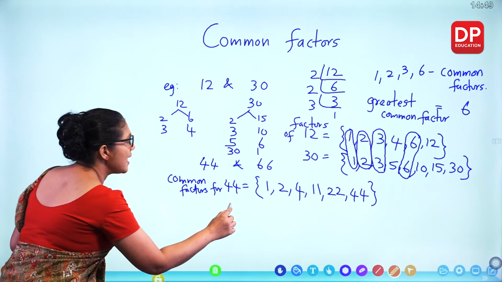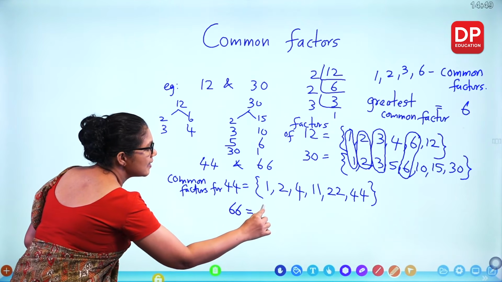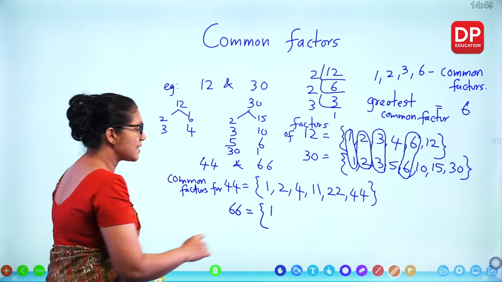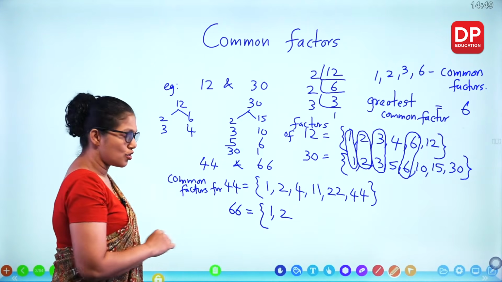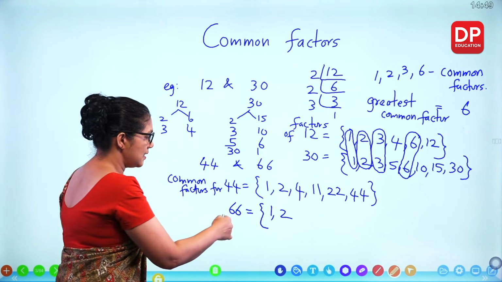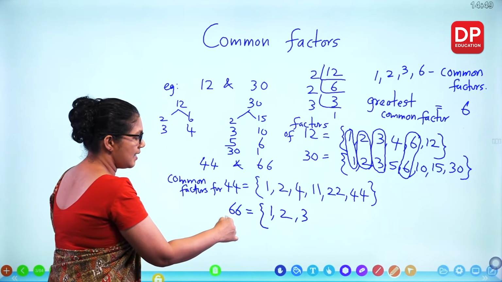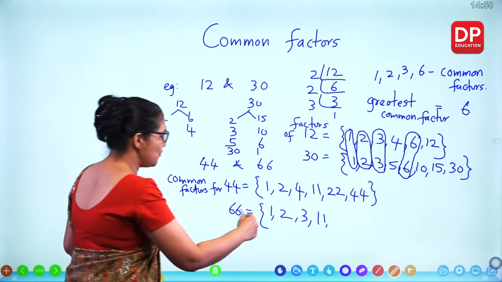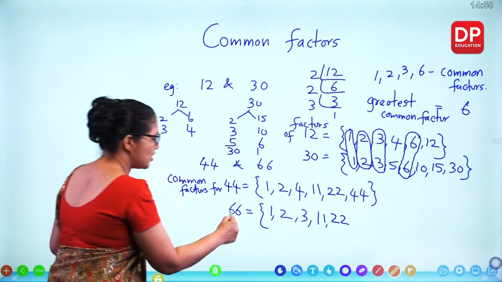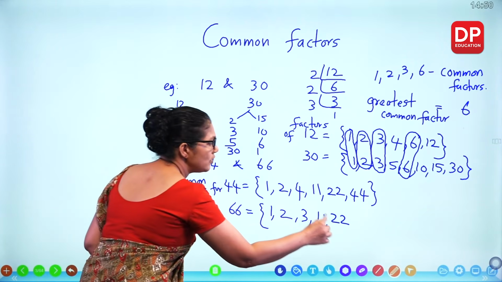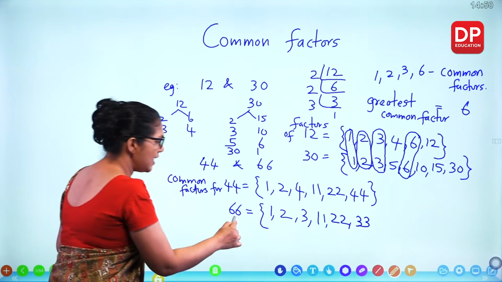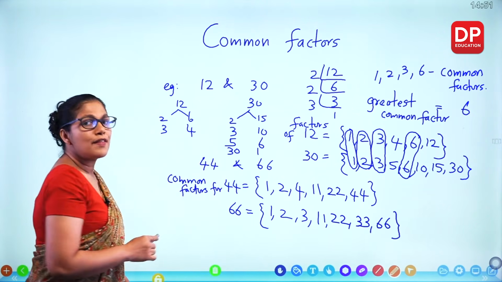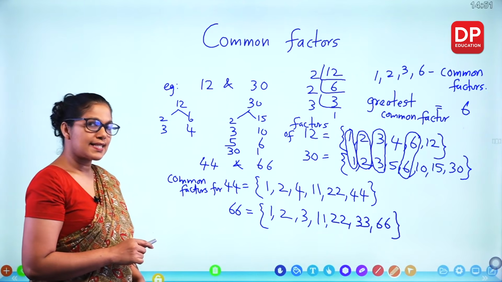Now we'll take number 66. What are the factors of 66? 1 is a factor, 2 is a factor, it's divisible, and 3, what else? You get 11. Then we can see 22 is a factor, and also 33 and 66. Now these are the factors of 44 and 66.